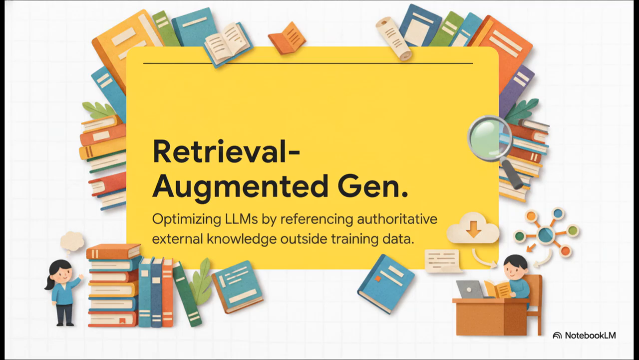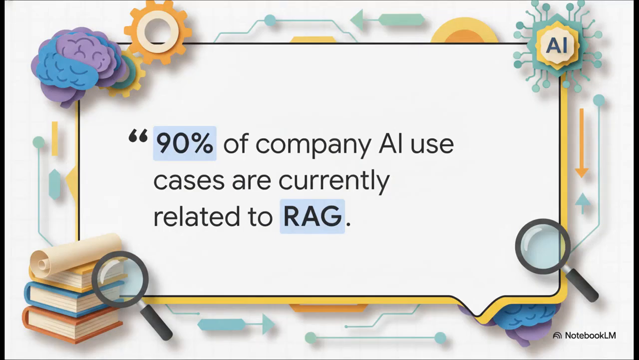The model doesn't need to actually memorize your HR policy. It just needs to know how to retrieve it, read it, and hand you the right answer in real time. Get this, according to the developers building these systems, a staggering 90% of the AI use cases currently being worked on inside companies today are specifically related to RAG. It is the absolute gold standard for getting reliable, factual outputs from generative AI without completely breaking the bank on training costs. Let's ground this in reality and look at some real-world case studies.